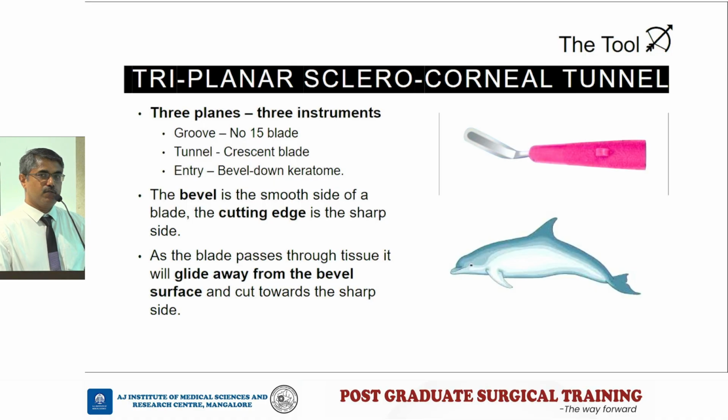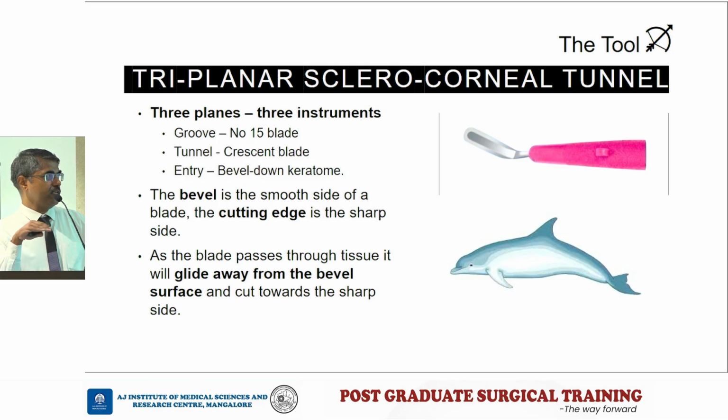So now we talked, what are the tools you have? The tools you have are the crescent and the keratome and the 15 blade, if you use that. So you need three tools for the three planes of your incision. And the concept of bevel has to be understood. So the crescent is a bevel up incision. Imagine a dolphin. A dolphin's body is designed to dive.